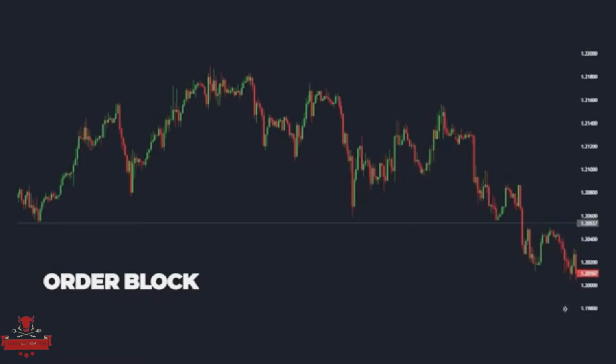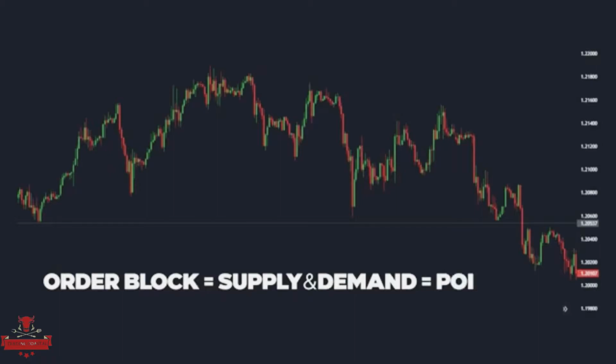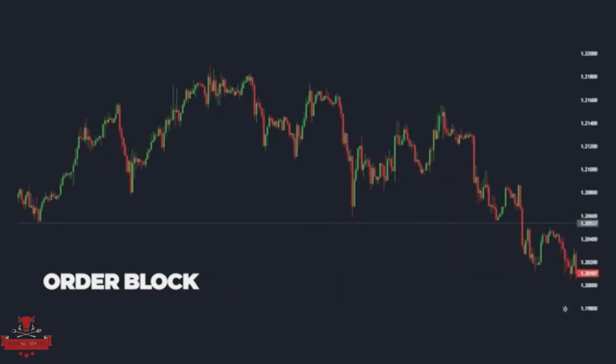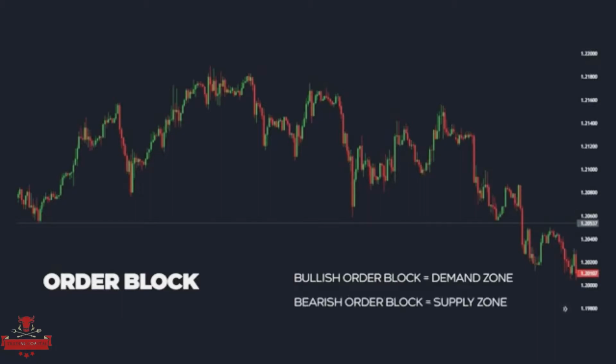So essentially, an order block is the same thing as a supply or demand zone. We also call them POI, which is short for points of interest, or areas of interest, but they essentially mean the same thing. It's just different terminology. A bullish order block is the same as a demand zone, which is a long zone, and a bearish order block is the same as a supply zone, which is a short zone.